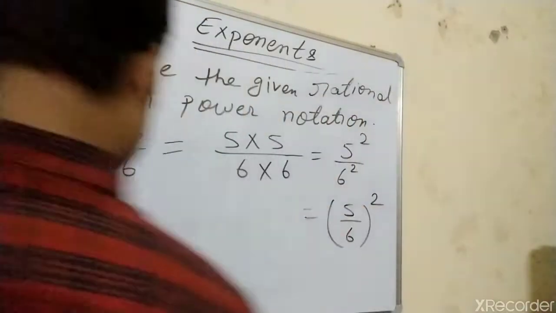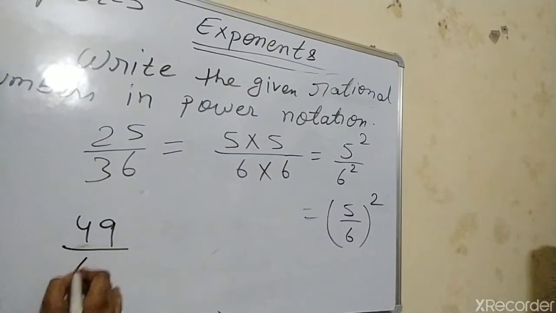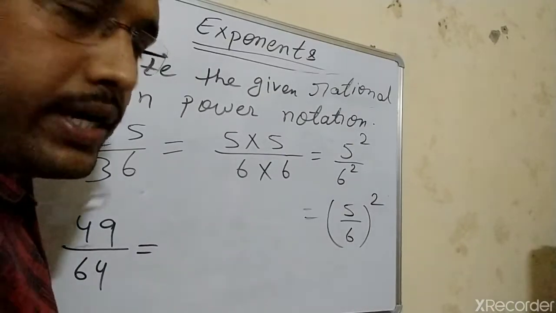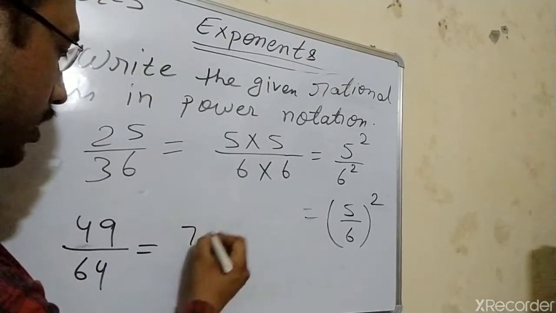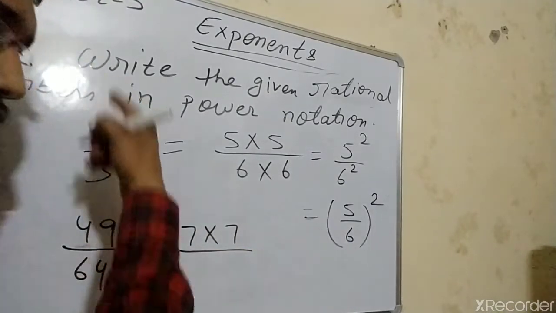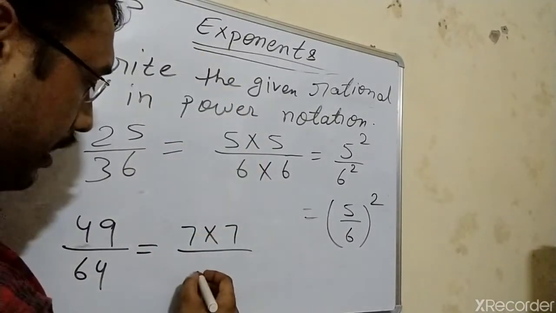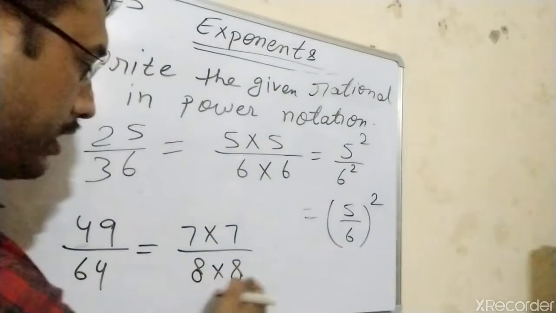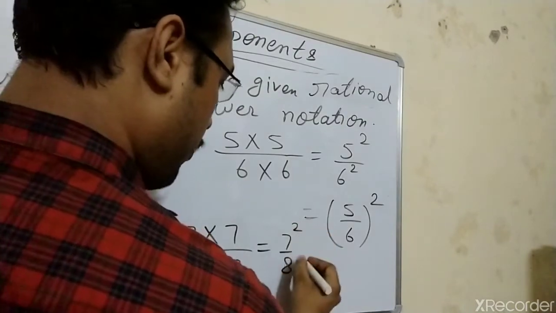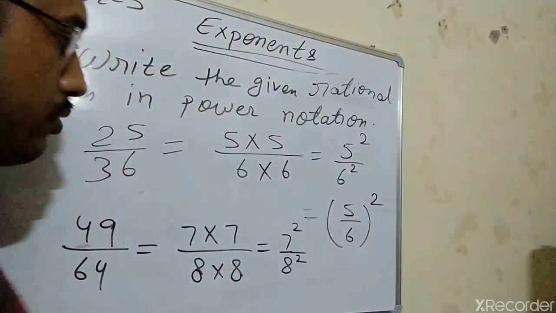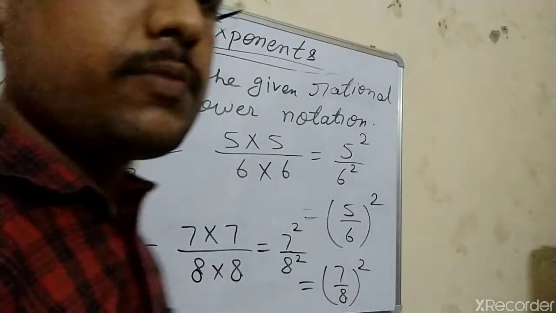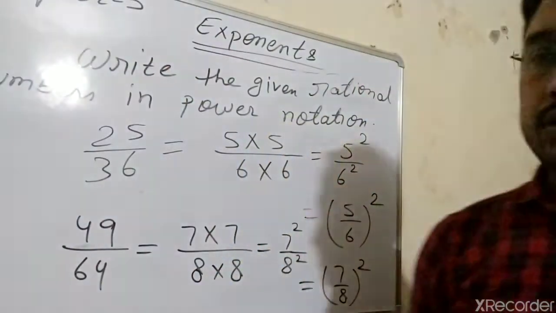Same way, if the number is 49 by 64, after prime factorization and combining the factors to get the same power in numerator and denominator, you will get 49 is 7 into 7, and at the last you will get 8 into 8. So that is 7 square by 8 square. This result is 7 by 8 whole square. Okay students, so this you can see.